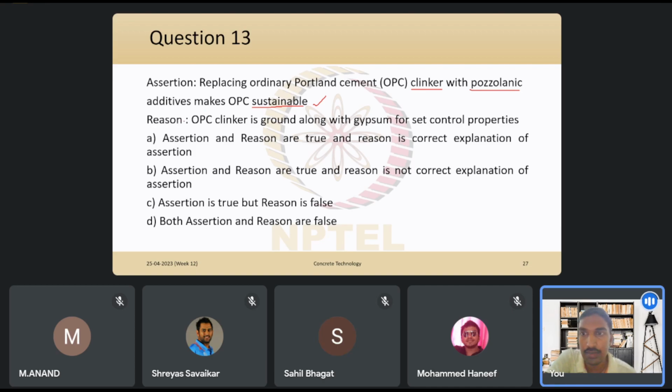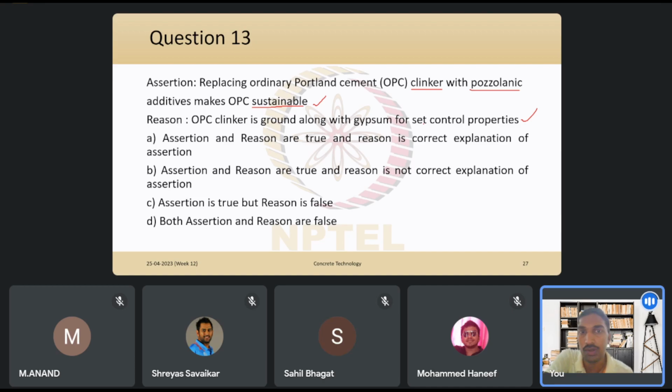The second statement is that OPC clinker is ground along with gypsum for set control properties. So this is also true. If you remember the cement production process, after the cement clinker is made, it is ground with gypsum for the set control properties, which means that when you add gypsum, the setting time will be delayed, right? Because we don't want it to set immediately, we want to mix it and place it, so until then, it should not set immediately.